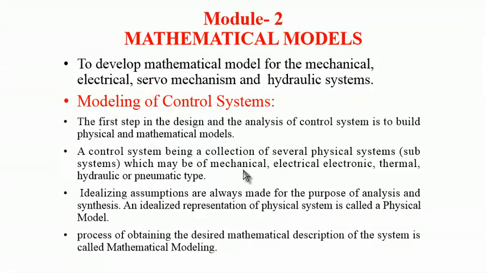In that physical system, there are some subsystems also. It may be mechanical systems, electrical or electronic systems, thermal systems, hydraulic or pneumatic type of systems. So a control system is a collection of several physical systems which may be mechanical, electrical, electronics, thermal, hydraulic or pneumatic type. Why do we need the modeling of control system?